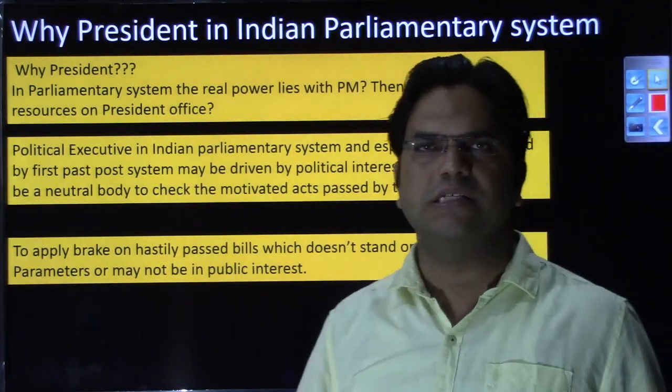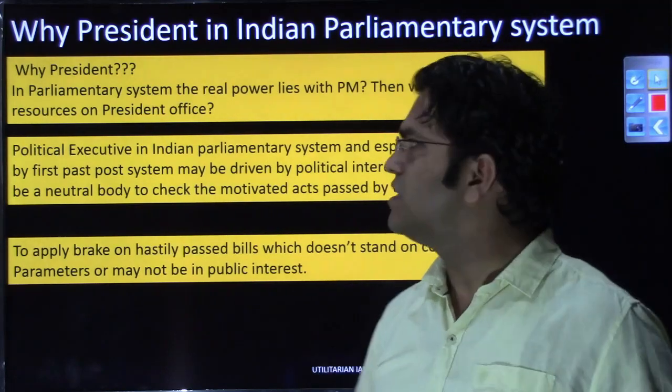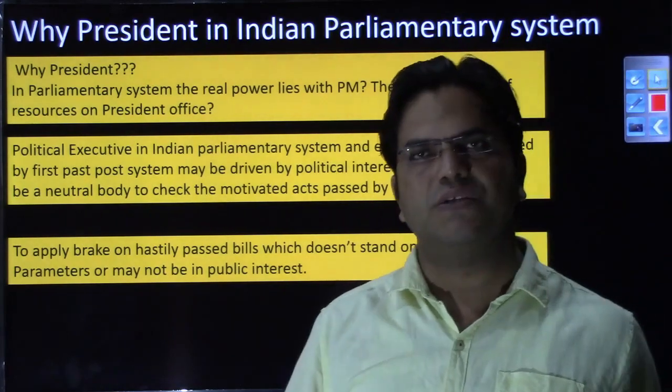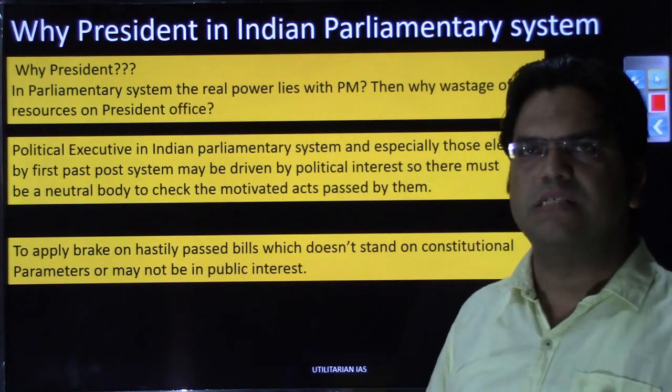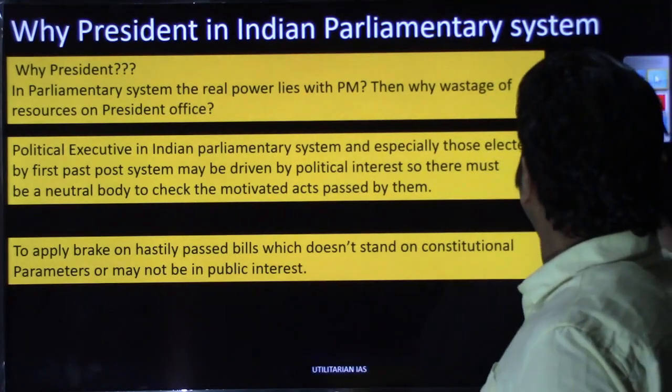Now the question arises that when all the decisions are taken by the Prime Minister, why are we spending so much on the presidential office? Because if he has to work only on the aid and advice of the Prime Minister, why are we having this office?